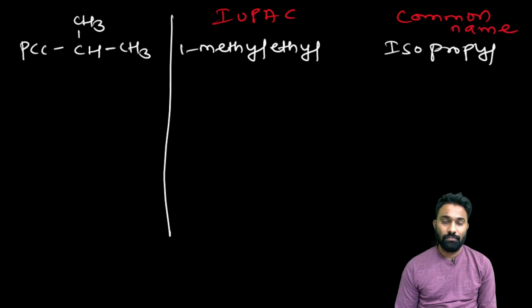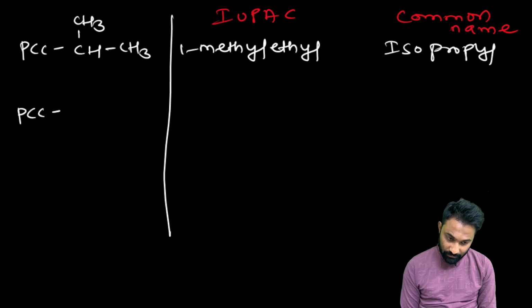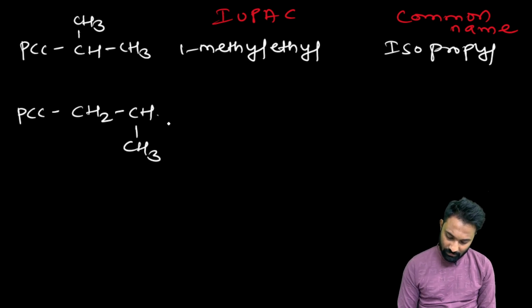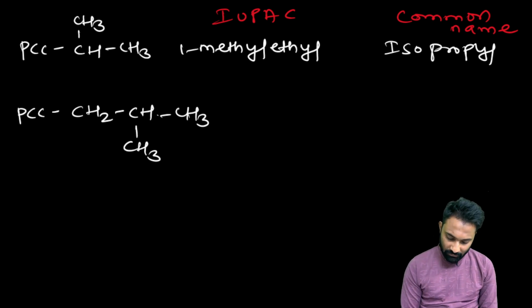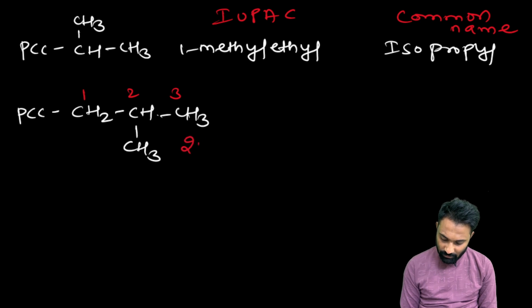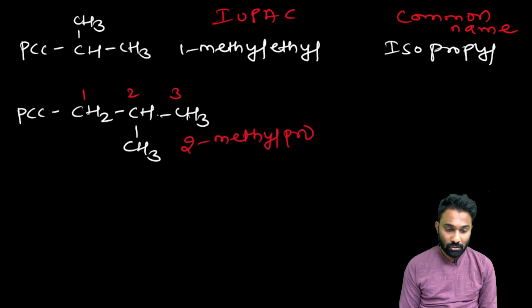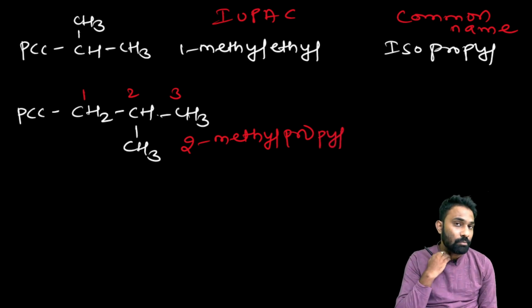Anyone we can use. Then next compound, if they have given PCC and here it is a CH2 and here it is a CH and here it is a CH3 and here it is a CH3, then naming of this compound will be here 1, 2, 3. So this one will be the 2-methyl propyl. Sir, why are you saying this as a propyl?